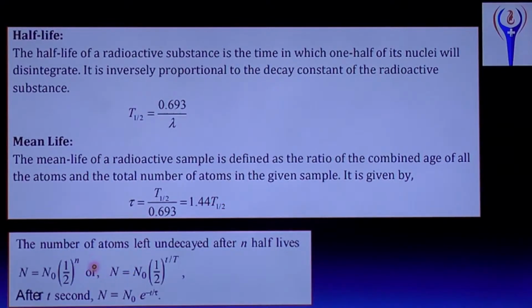The number of atoms left undecayed after n half-lives is N equals N naught into (1 by 2) whole power n, which equals N naught into (1 by 2) whole power t by T half. From this, in some problems we may use n equals t by T half. A lot of problems we are going to discuss later. After t seconds, N equals N naught into e power minus t by tau.